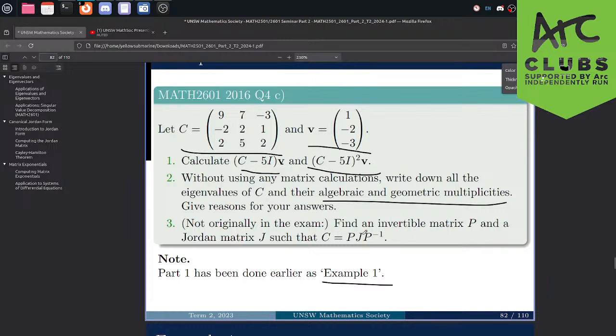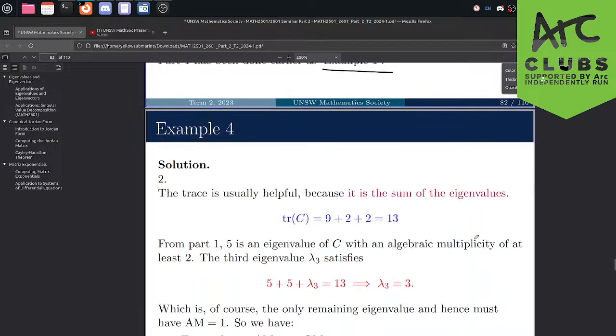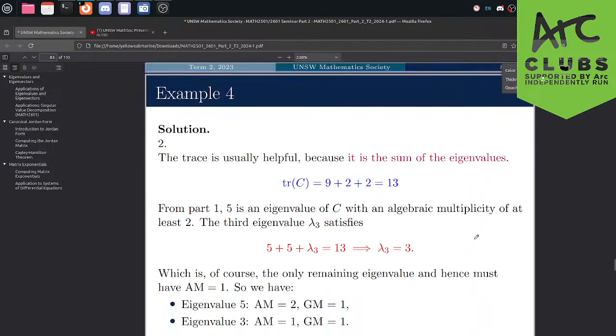And finally, we want to, and this wasn't in the exam, actually Jordan decompose this. So we haven't talked about how to construct the matrix P, but it's not too bad. So, yeah, the trace is usually helpful because it's the sum of eigenvalues.